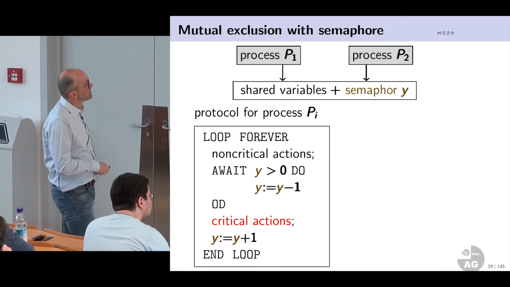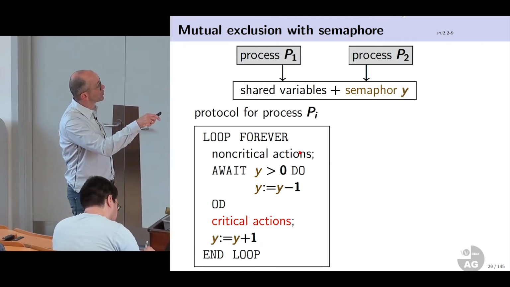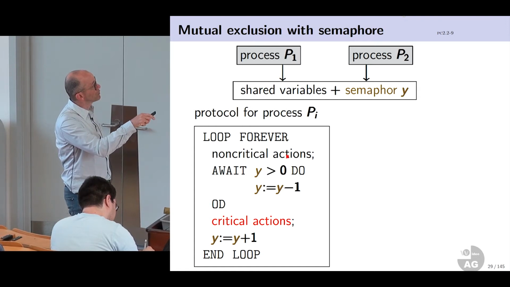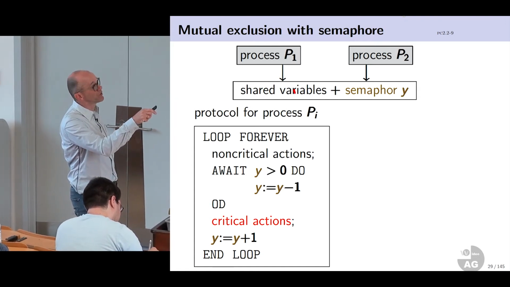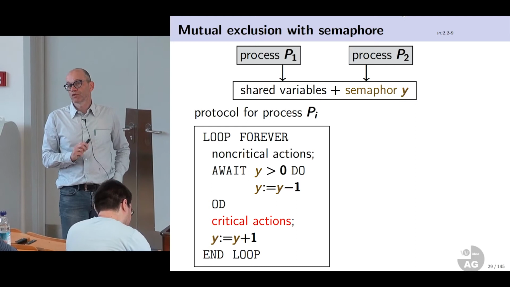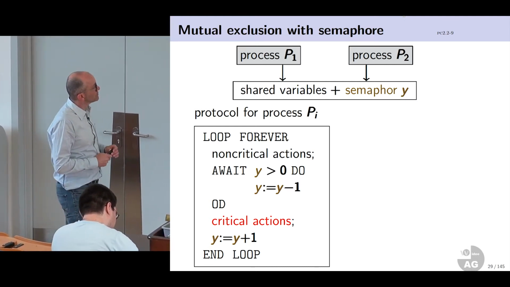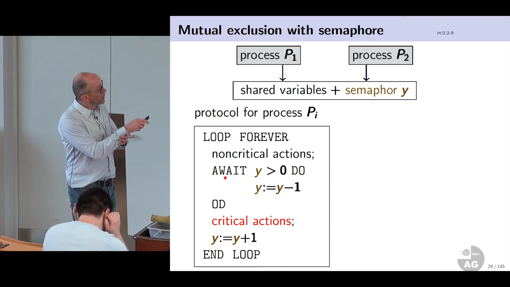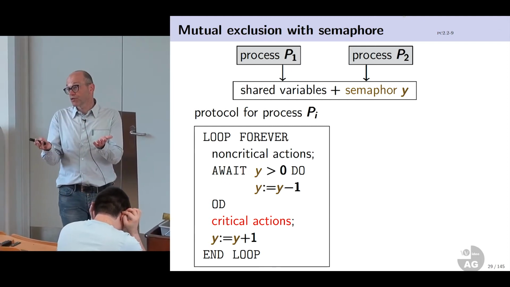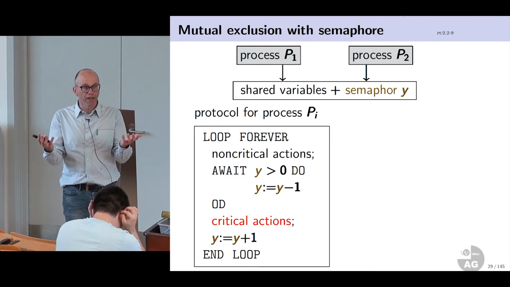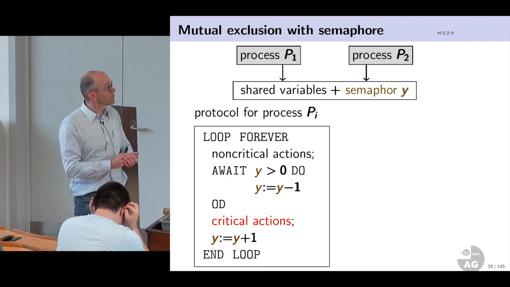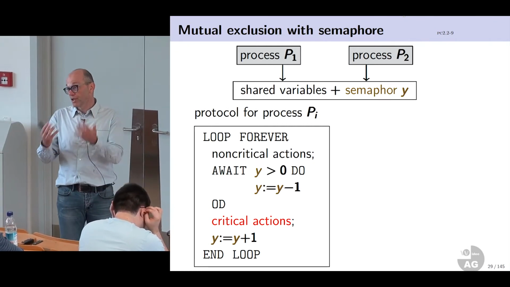What does it do? It maybe does some actions which are non-critical. What do I mean by non-critical? These are the actions that do not affect the shared variables, so only some local computation. Then, in order to have access to the critical section, to be able to change the shared variables, we first have to get the semaphore.